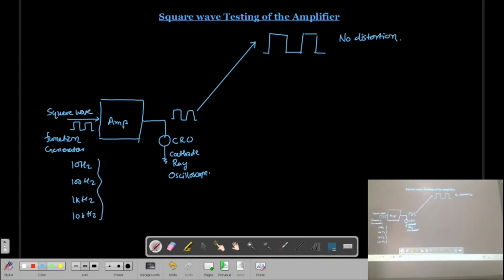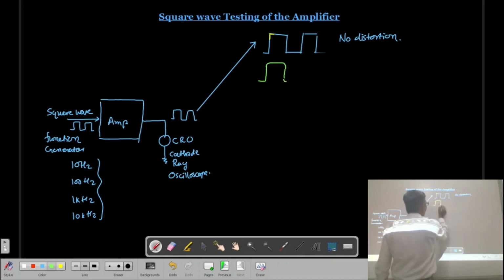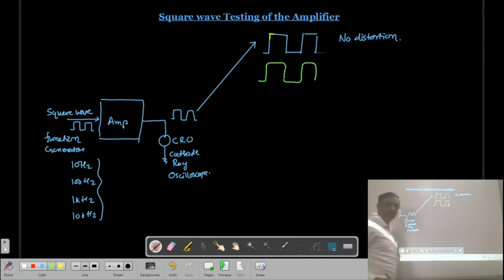No distortion in the amplifier, and that is the ideal case. But suppose the shape of the output signal is like this. What is the difference that you can see here? The edges are not sharp.